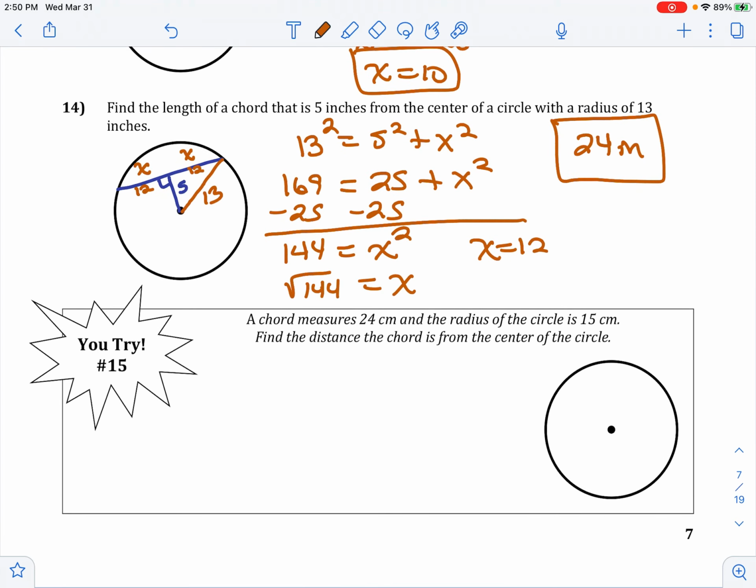So now we have a try-it-yourself. For number 15, it says a chord measures 24 centimeters and the radius of the circle is 15. This time you want to find the distance from the chord to the center of the circle. I would say pause the video, see if you can get the picture drawn, and see if you can solve for that distance.